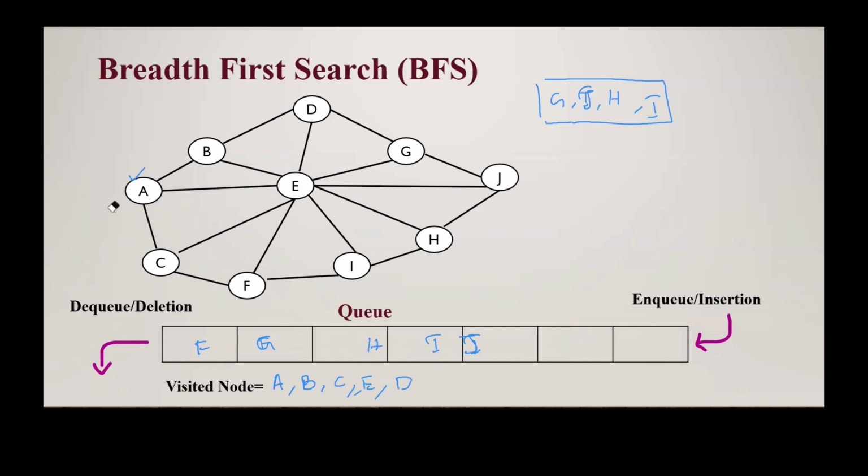Once the element is deleted, it should be shifted to this position. Now we have to remove F, deletion should be done, and then this element shifted to here. This is G, this is H, this is I, this is J.